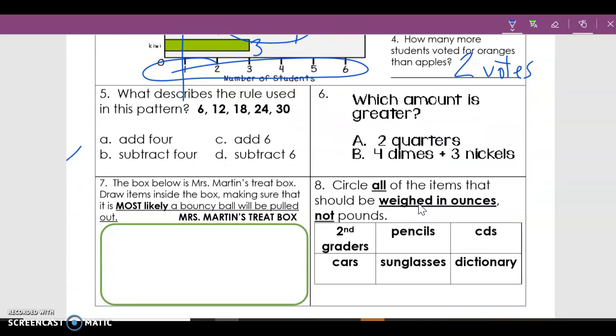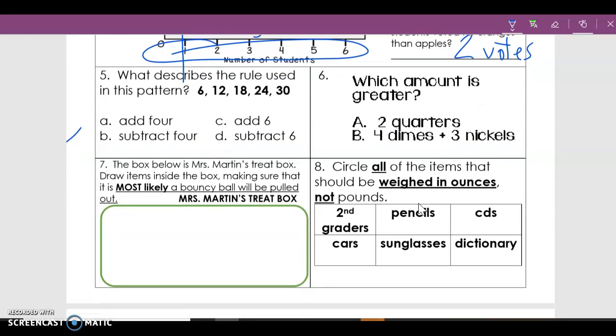For 5, what describes the rule used in this pattern? Well, this is a growing number pattern, so it's not repeating. Nothing's happening over and over. So what I tell the kids to do is at least 2 rounds. To get from 6 to 12, we're getting bigger, which means we're going to be adding. And if you look across the whole set of numbers, we're adding the whole time. So that automatically gets rid of B and D.